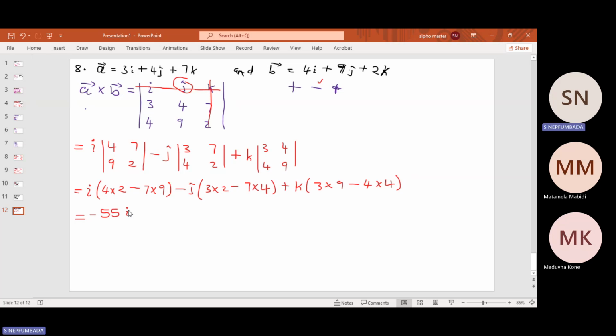Then we say 3 times 2 minus 7 times 4 is negative 22, right? Then multiply by this negative, which is outside, then it gives us positive 22j. Then we say 3 times 9 minus 4 times 4. We get 11. Is that so? 11 multiplied by k is 11k. So this is your final solution.